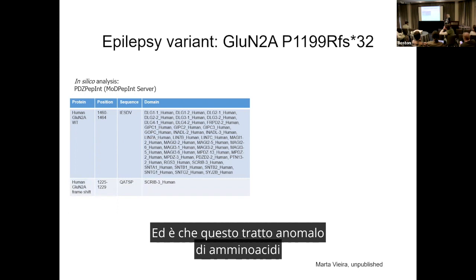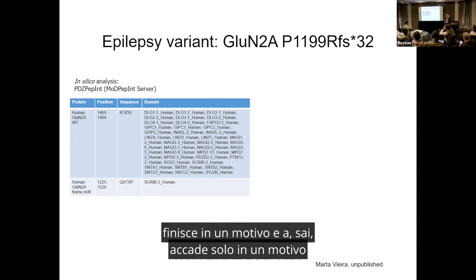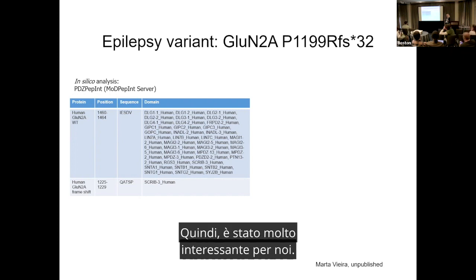And that's that this anomalous stretch of amino acids ends in a motif, and it just happens to be a motif that retains binding to scribble. Scribble is a PDZ domain containing protein that had already been shown to interact with GluN2A and to promote recycling. So that was quite interesting to us.